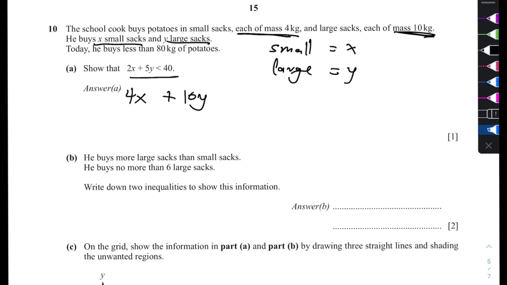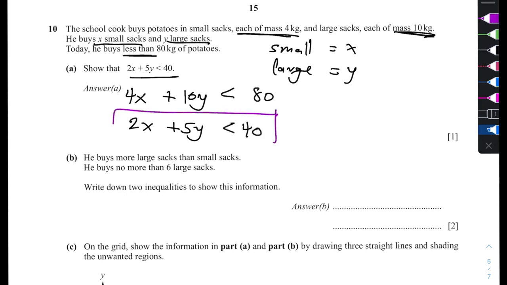And then the school is buying less than 80. So the sum of this is less than 80. Now, if I divide through by 2, I have 2x plus 5y is less than 40. And that's exactly what they wanted me to show. So I'm done with that.